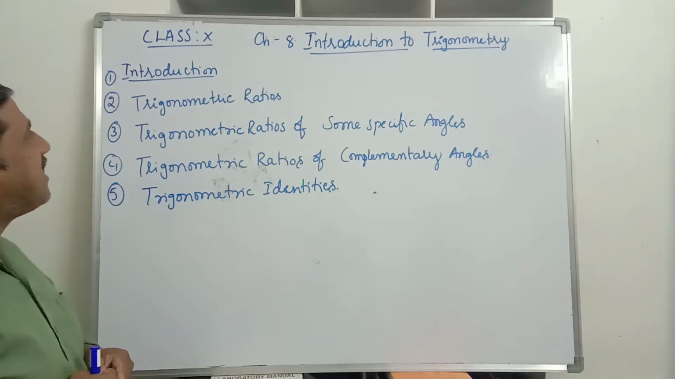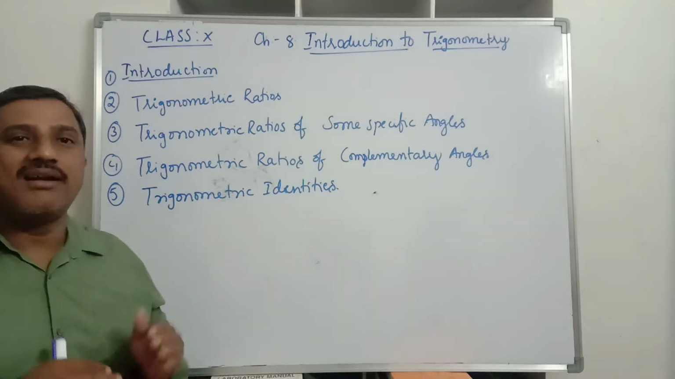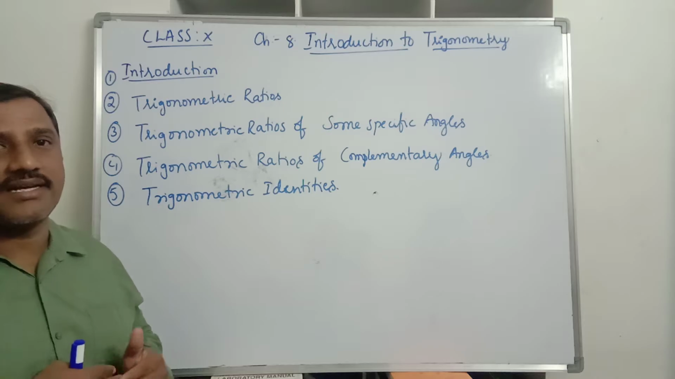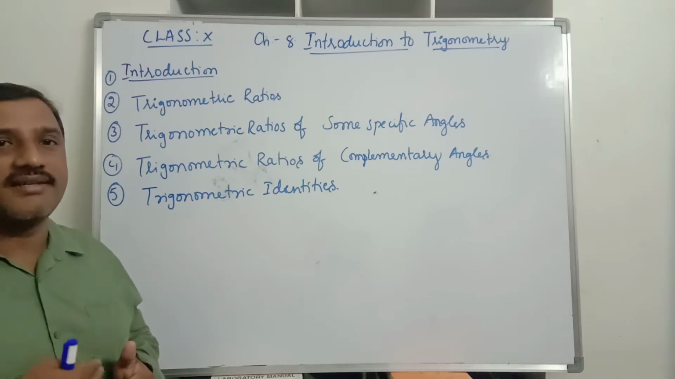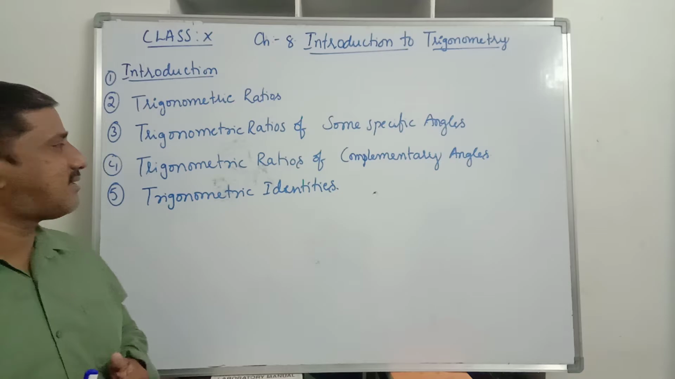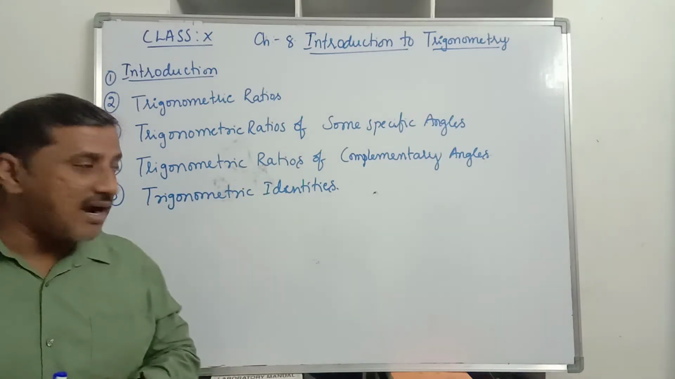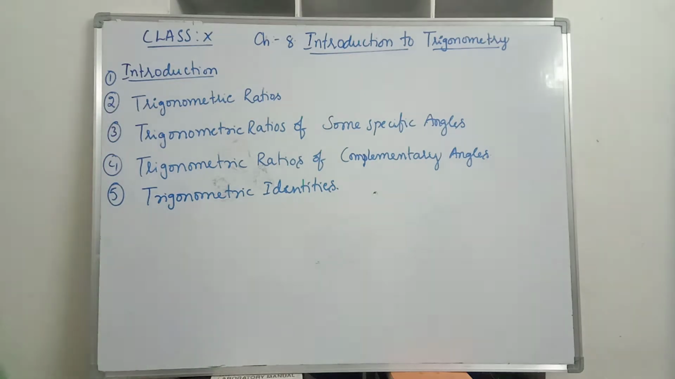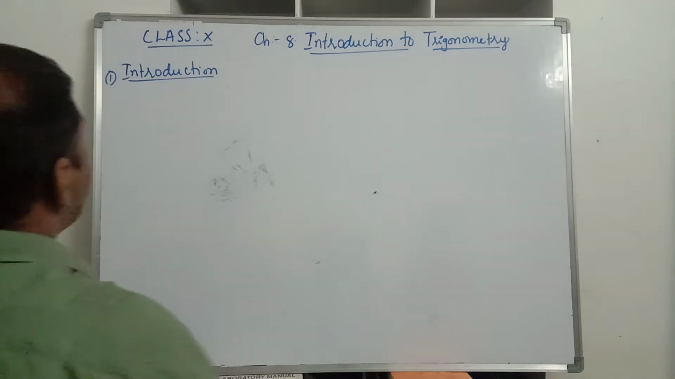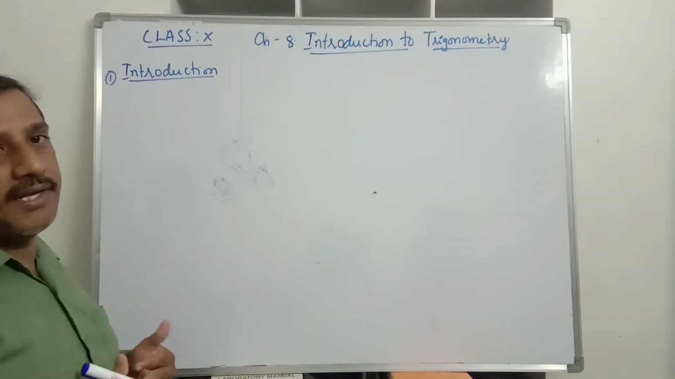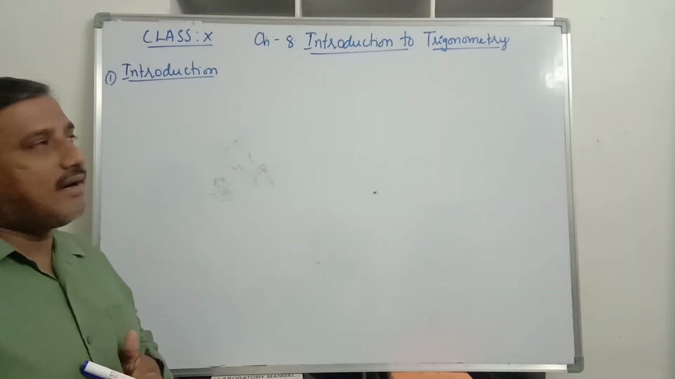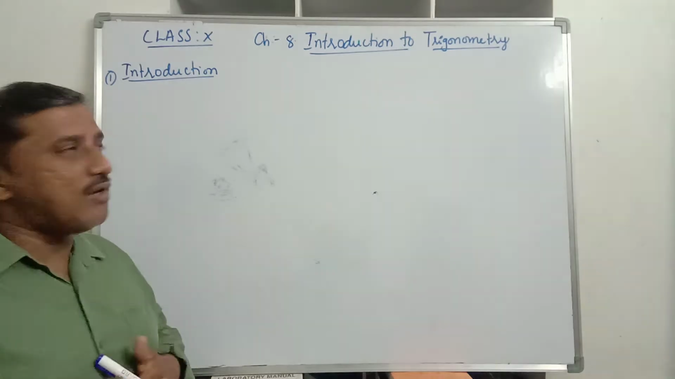So what are we going to study in this chapter? Introduction of the chapter, trigonometric ratios, trigonometric ratios of some specific angles like 0 degrees, 30 degrees, 60 degrees, 45 degrees and 90 degrees, trigonometric ratios of complementary angles, and trigonometric identities. Now we will discuss the introduction of this chapter. So what is trigonometry? What is the use of identifying this trigonometry and where do we use it?